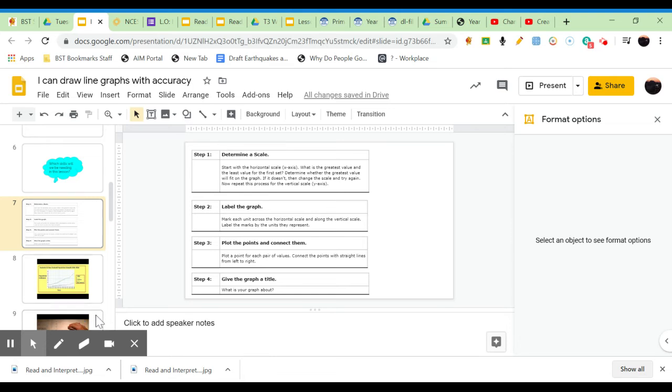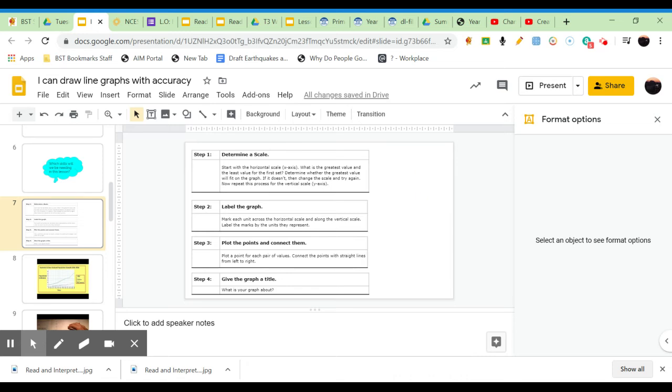There is a video later on, and there are 2 videos. You can choose which one you want to watch, and it will go through it. Please, I'm going to read all of this to you. Please listen carefully. What is the greatest value and the least value for the first set? You are going to have to work out the greatest and least value for the first set.